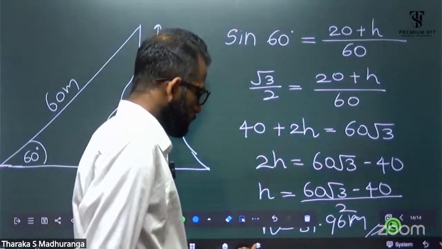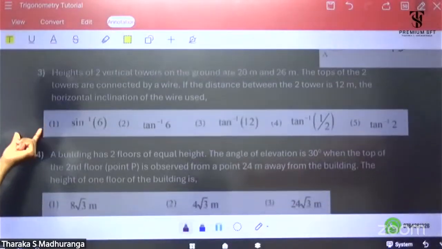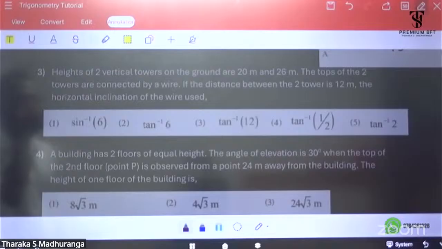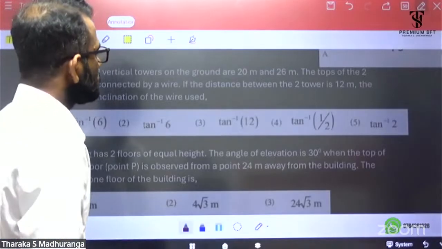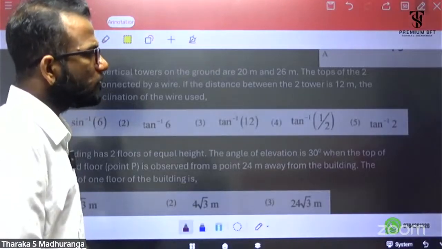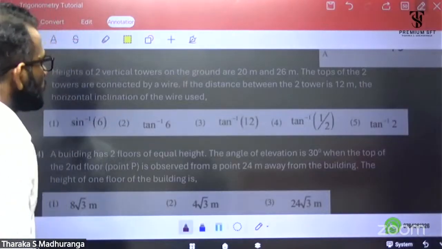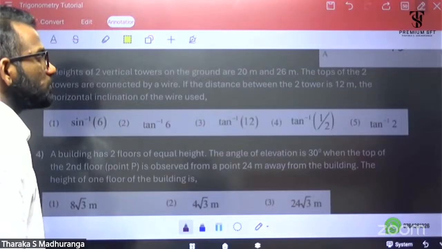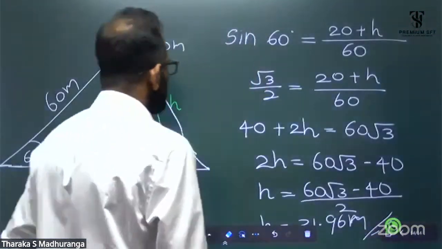Okay, let's go to the third question. It's a simple one. The heights of two vertical towers on the ground are 20 meters and 26 meters. The tops of the two towers are connected by a wire. If the distance between the two towers is 12 meters, the wire length is asked, the length of the wire.